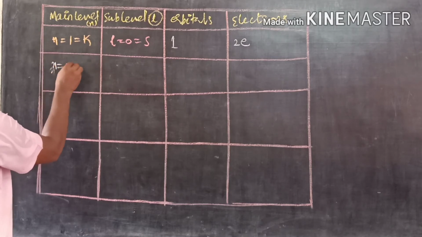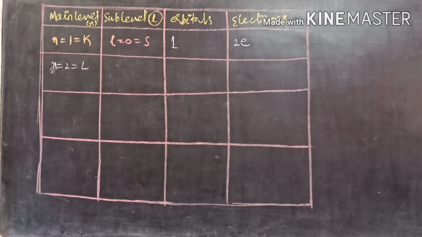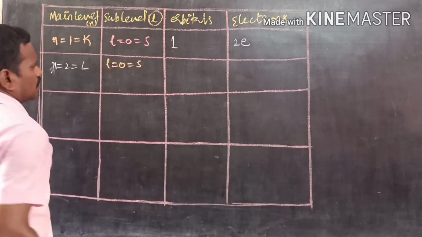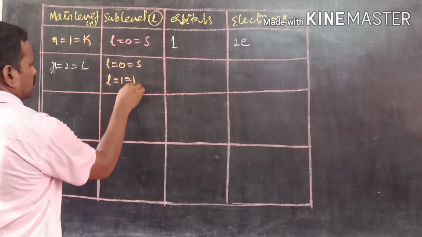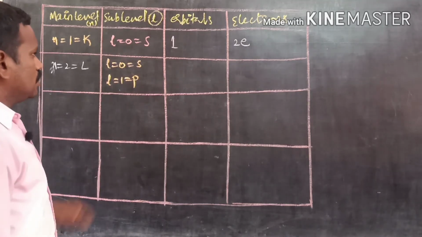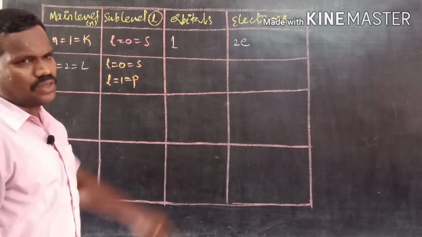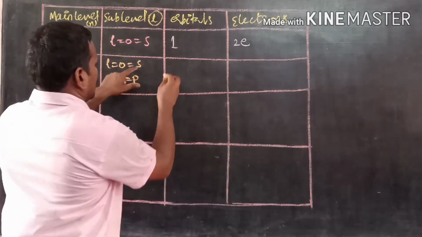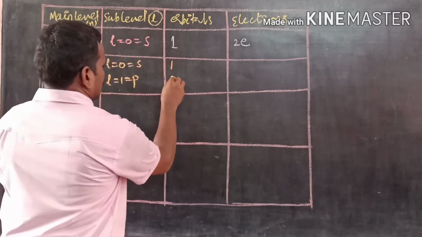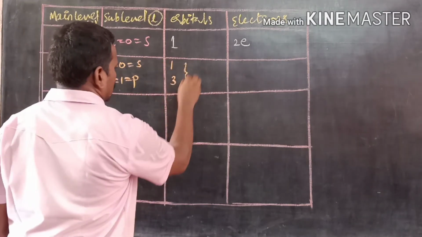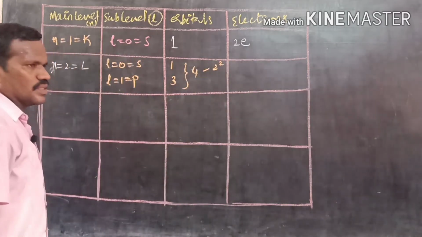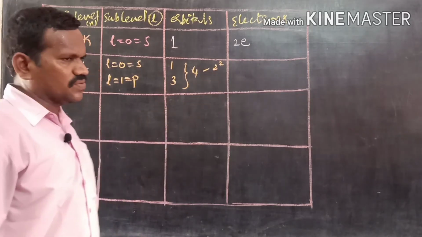Now let us come to n is equal to 2, that is main level 2. Main level 2 is divided into 2 sublevels. What are they? L is equal to 0 is called the S sublevel, L is equal to 1 is called the P sublevel. Now, these sublevels are again divided into orbitals. How many orbitals are there? The S sublevel has 1 orbital and the P sublevel has 3 orbitals. The total number of orbitals is 4. This can be written as 2 square. Let us discuss why I wrote 2 square.